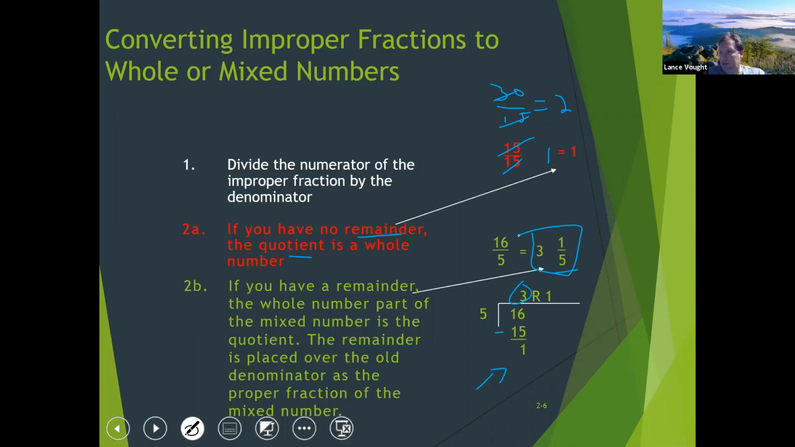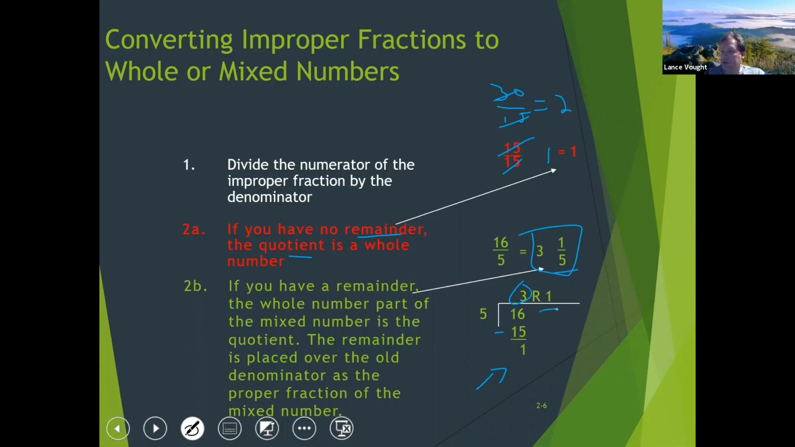So basically, converting an improper fraction into a whole number or a mixed number is just division. So if you'd like a refresher on division, I'm happy to do that. If not, we'll keep moving forward.